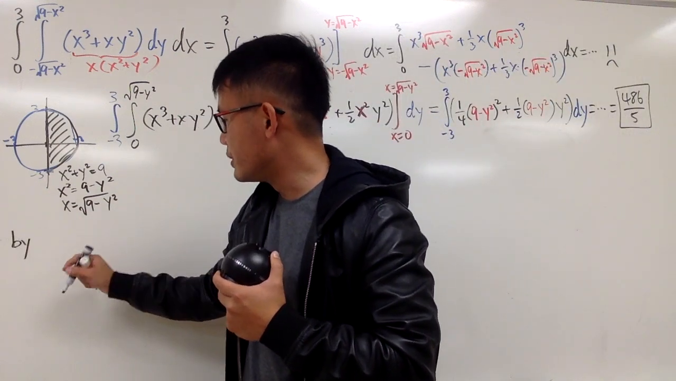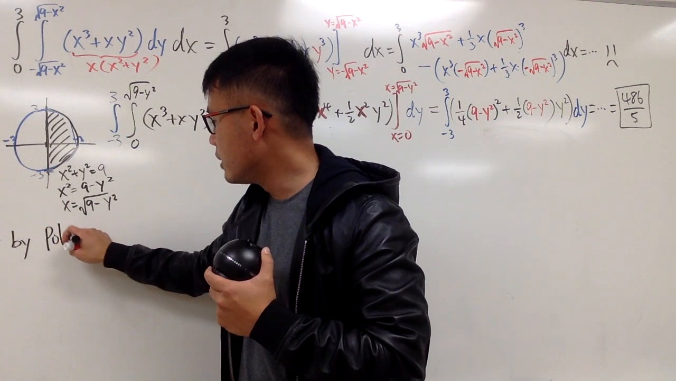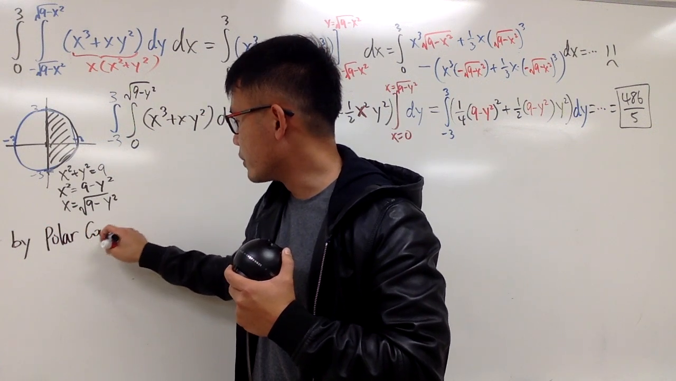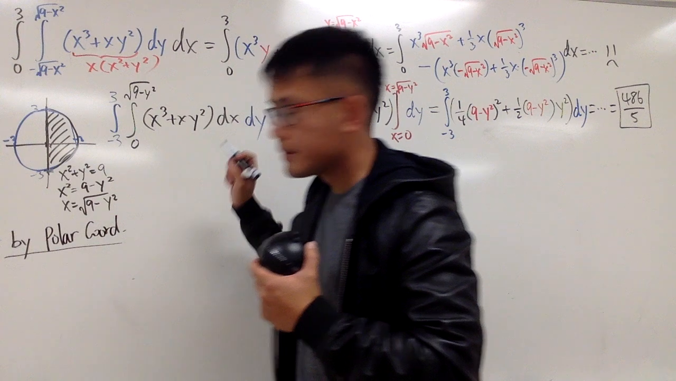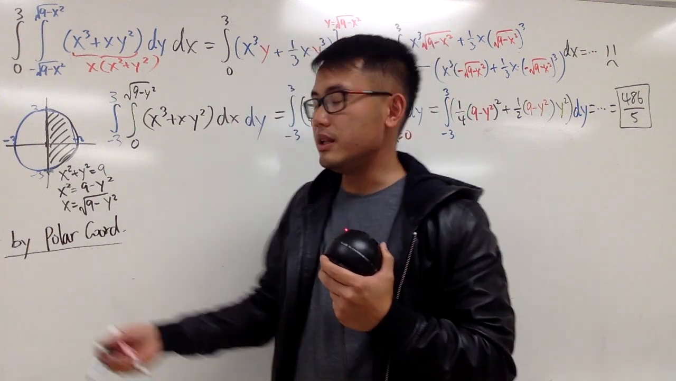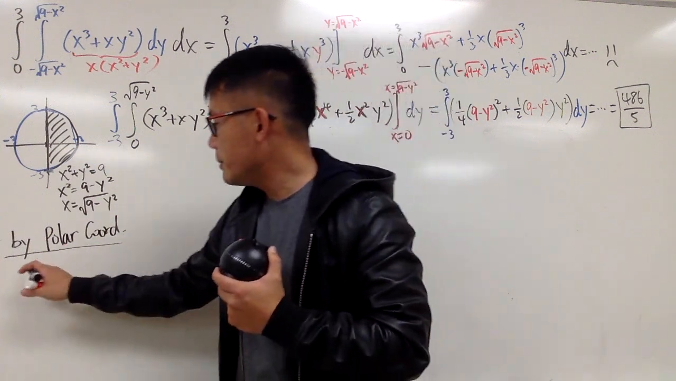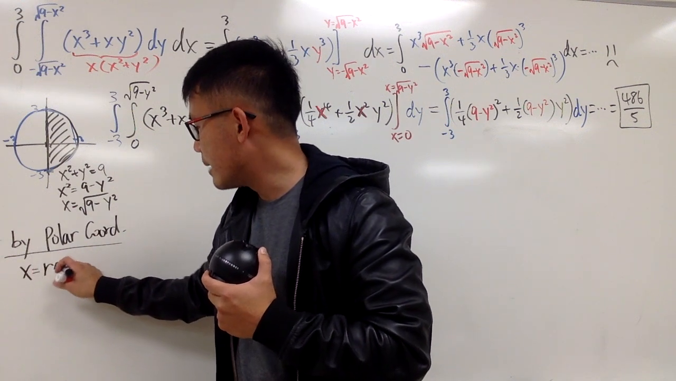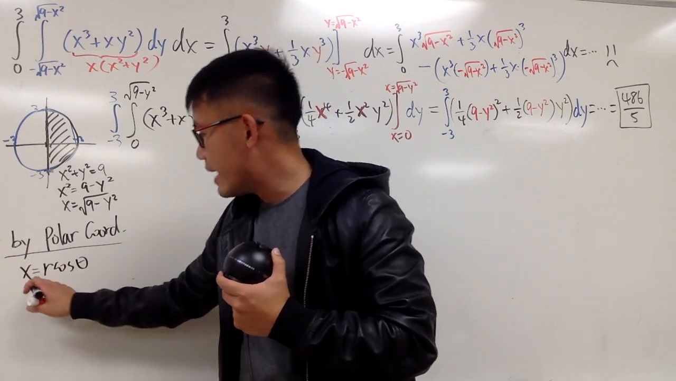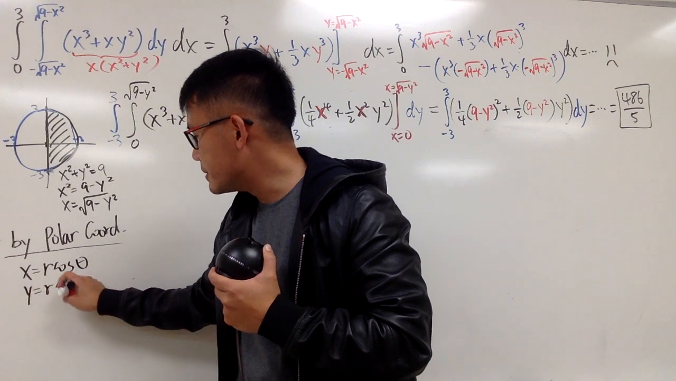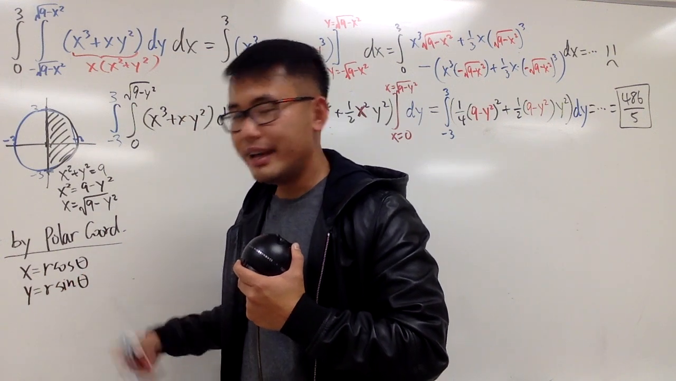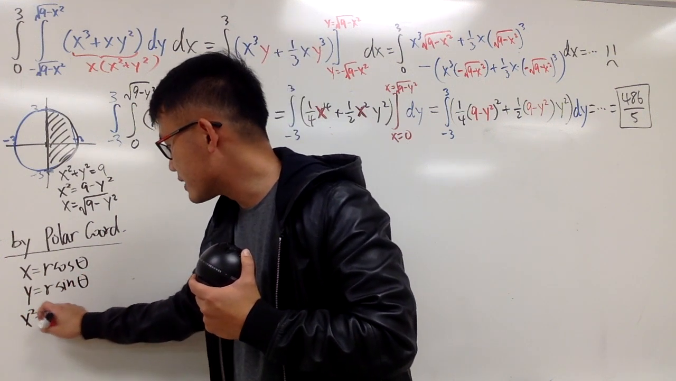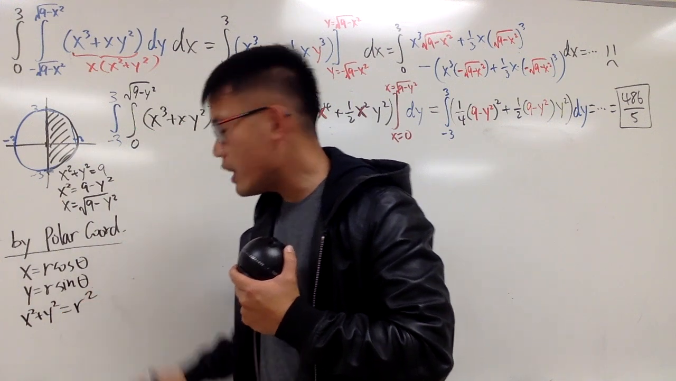So let me just put this down by polar coordinates, okay? And here are the ingredients that we need. Let me write this down for you. Keep in mind that x in the polar world is equal to r times cosine theta, and y is equal to r times sine theta. And the beauty is that x squared plus y squared gives you r squared.